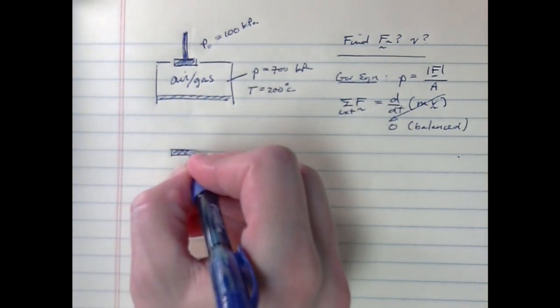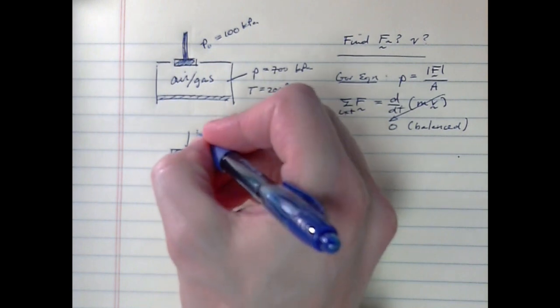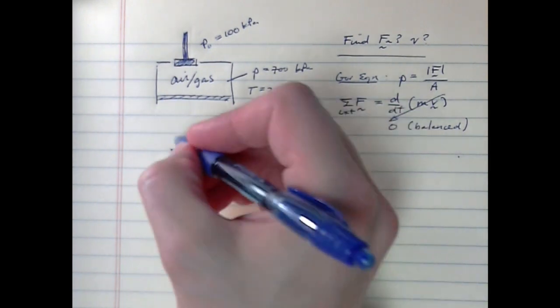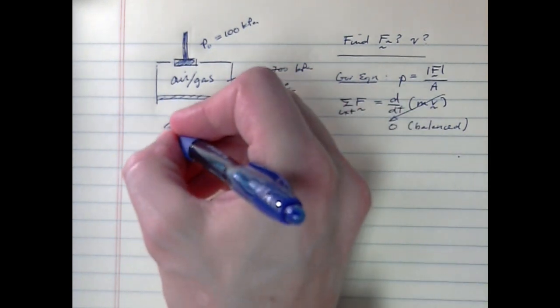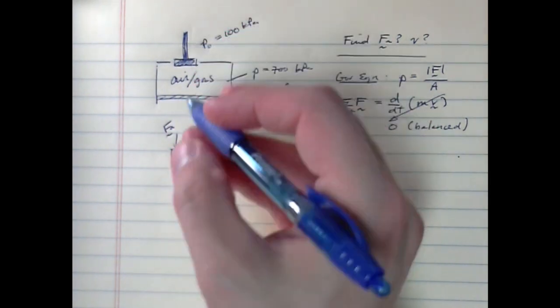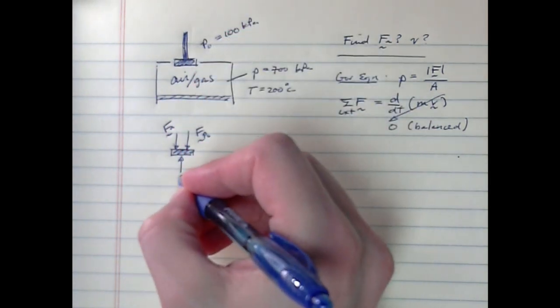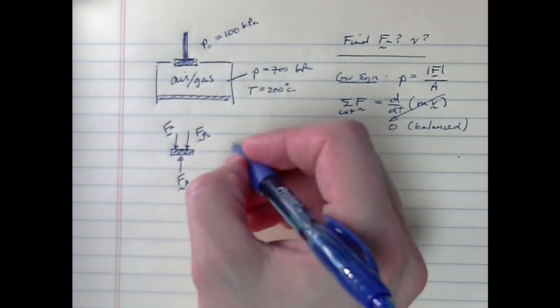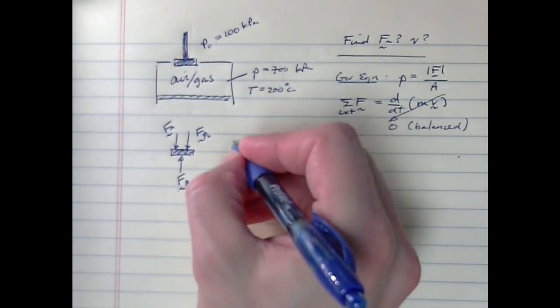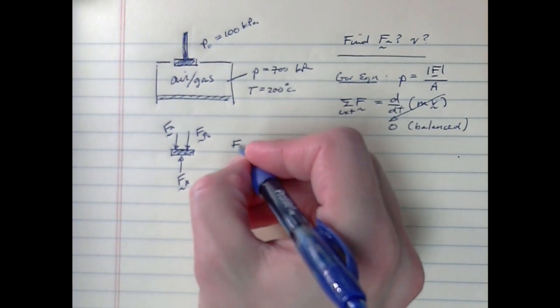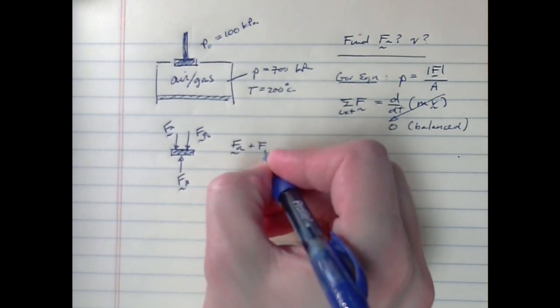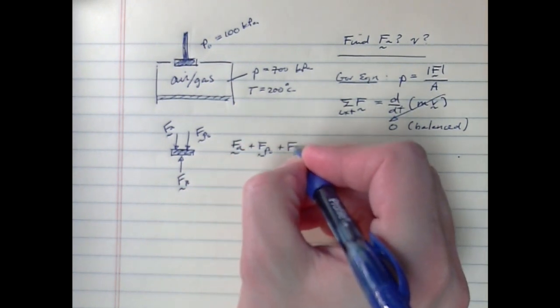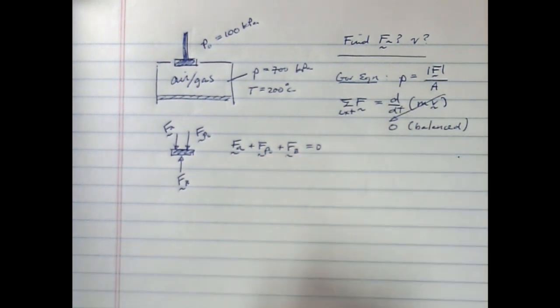Here's our little lifter again. We're going to have the atmospheric force pressing down. We're going to also have some force applied through this lifter rod. And lastly, we have the force due to our air blob inside. So adding up these forces, we are looking for the balance stationary point.